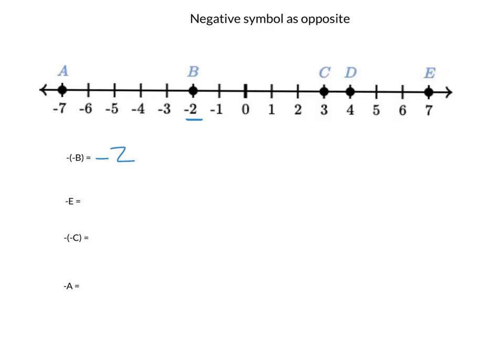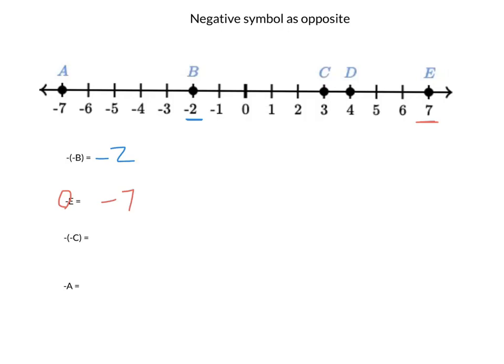In the next example, we have -e. So I'm going to go ahead and find e. E is 7. So I'm going to replace e, but only e. This negative sign is part of the expression, so I'm going to get rid of just e and replace it with 7. So -e equals -7. This negative sign stays with the number. Let's look at the next example.